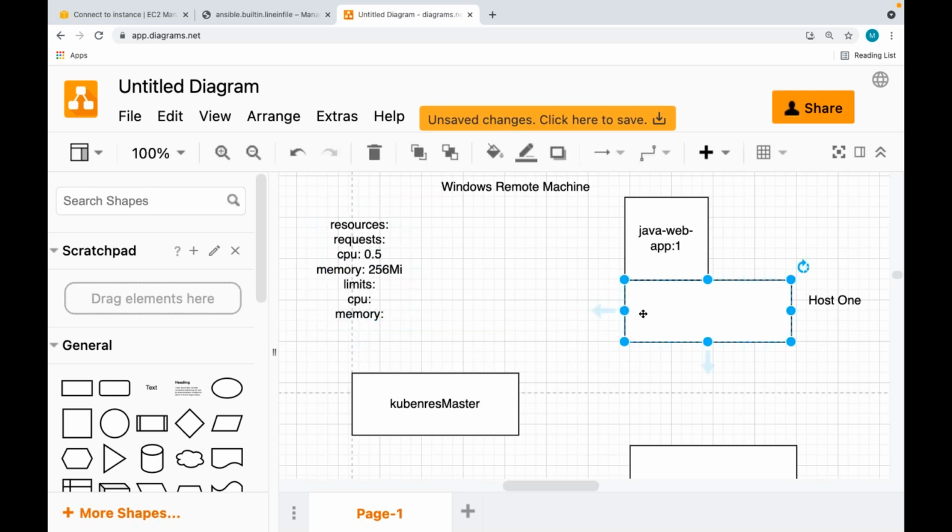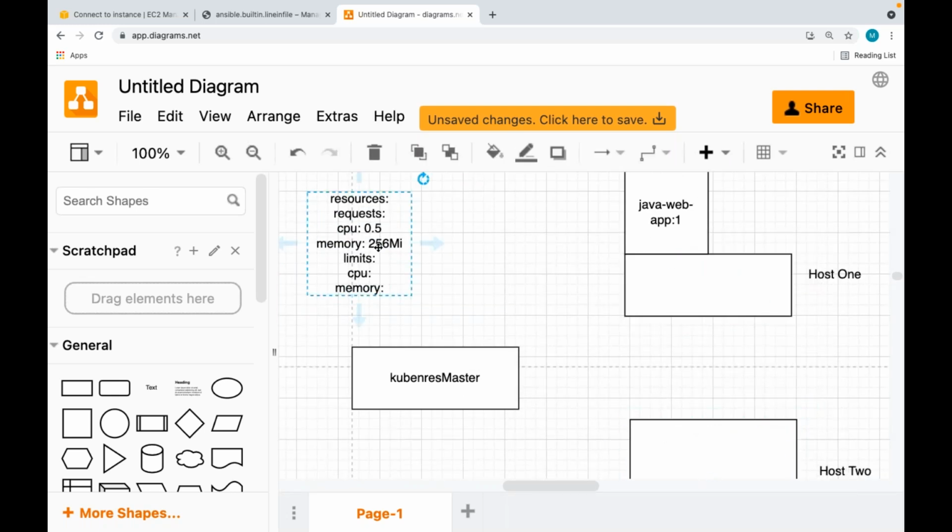Suppose I don't have any node with this much CPU and this much memory available. Will the pod be scheduled, or will it go to the pending state?